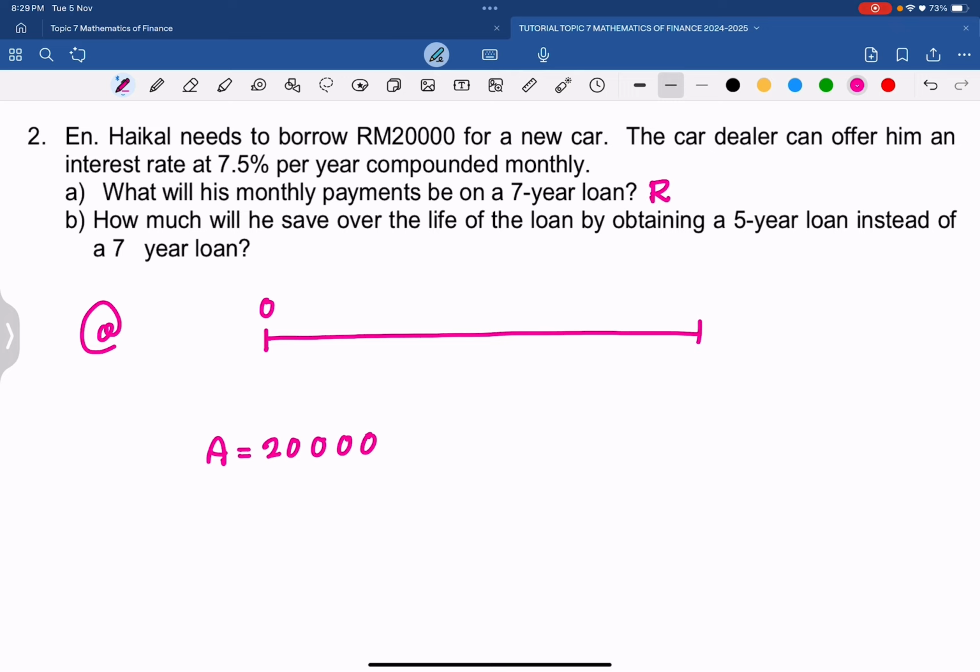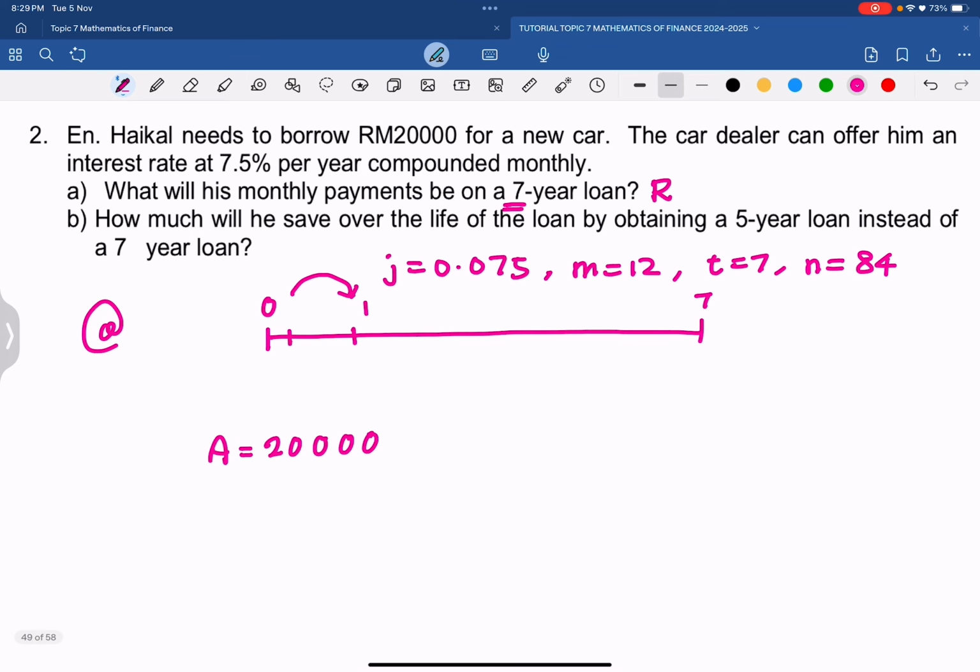Okay, interest rate 7.5% means our J is 0.075, compounded monthly, M kita 12. Okay, so T dia untuk yang A ni adalah 7. Okay, so T7 means N kita adalah 84. Alright. So what is the monthly payment? So what is the value of R lah? R kita berapa?